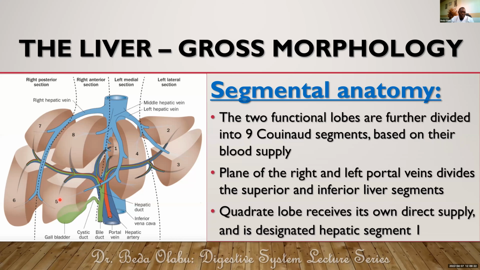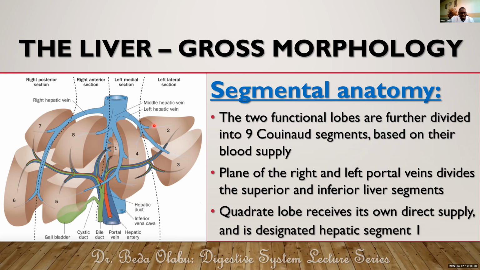Segment 5 is this one here. So we are on the right, we are also below, and we are anterior. So the right anterior inferior segment. Segment 6, the right posterior inferior segment. Segment 7, the right posterior superior segment. And finally, segment 8, the right anterior superior segment.